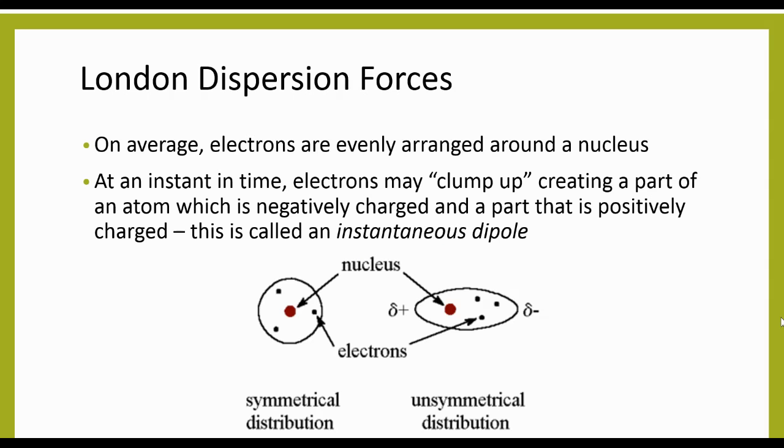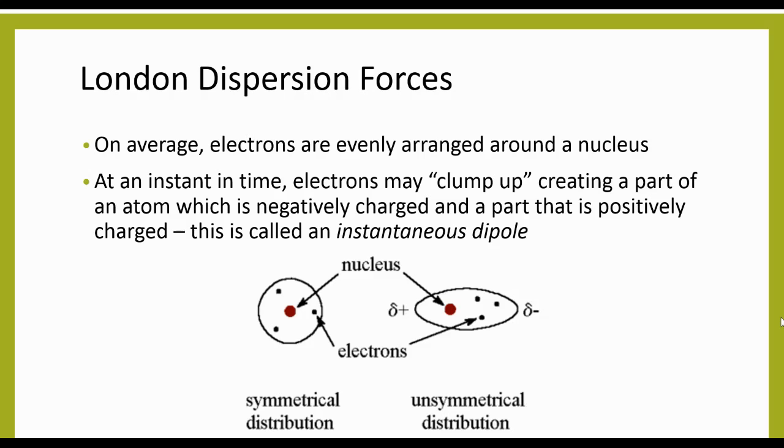And then the final type of intermolecular force we have is London dispersion forces. So this is based upon the idea that we have the nucleus with the electrons circling around the outside. And on average, the electrons are evenly arranged around the nucleus. But at a specific instant in time, if we could freeze things, the electrons could clump up on one side of the atom. And when that happens, we have one part that's a little more negative and one part that's a little more positive. That's from the fact that electrons are negatively charged, and the nucleus, which has protons and neutrons, overall has a positive charge.